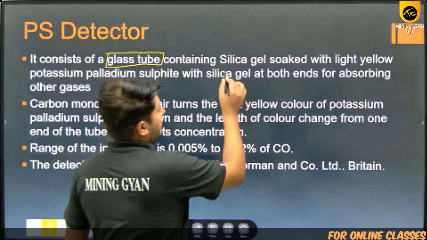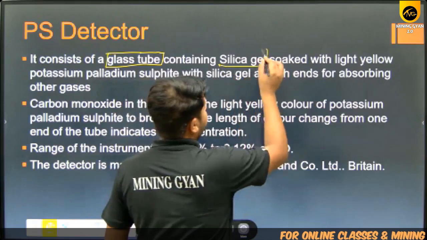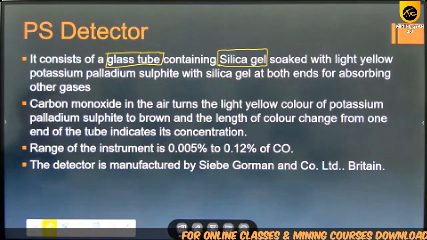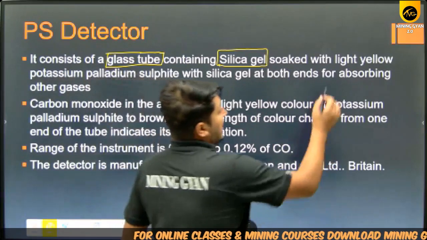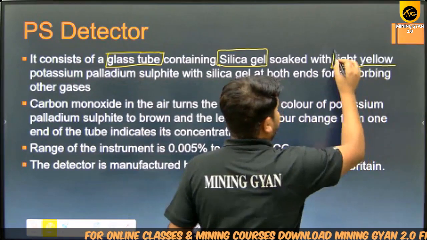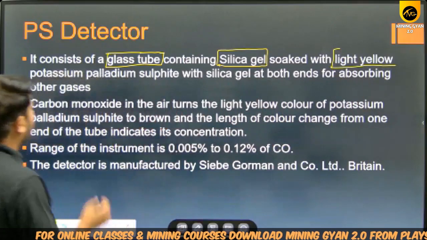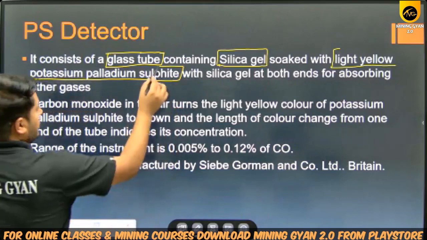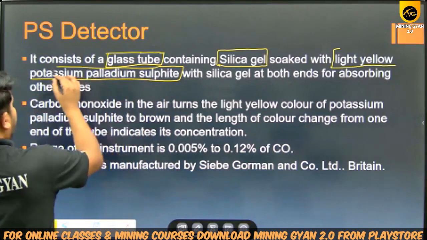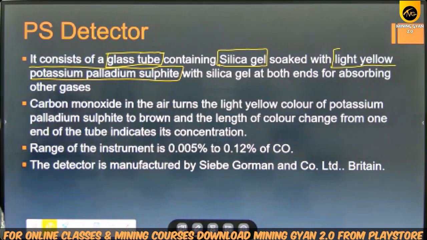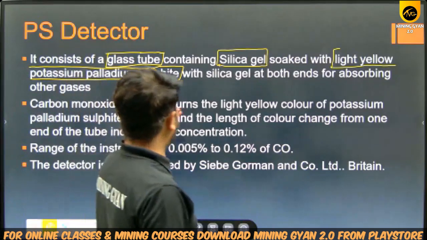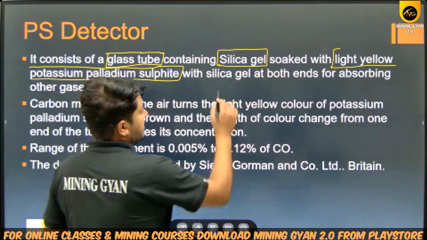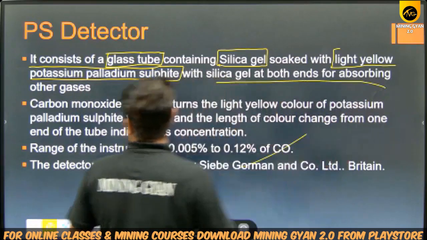Glass tube is filled with silica gel. And silica gel contains light yellow potassium palladium sulfide. Or you can say that silica gel is soaked with light yellow potassium palladium sulfide. Silica gel is present at both ends for absorbing other gases.